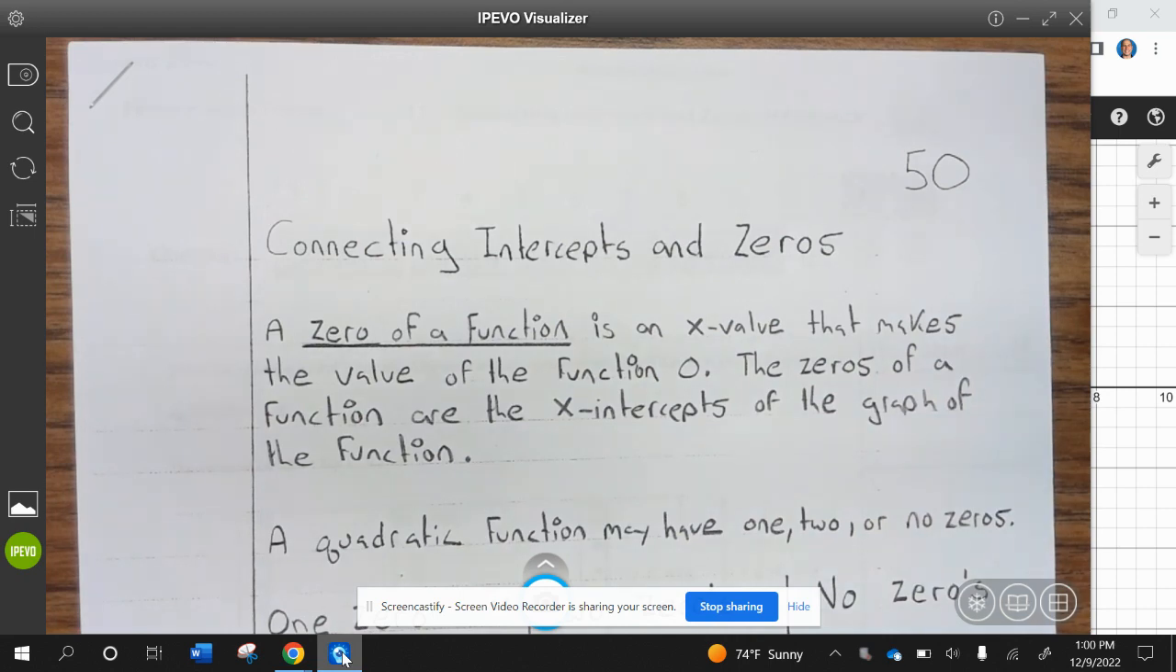Podcast. Today we're at journal page 50, connecting intercepts and zeros. A zero of a function is an x value that makes the value of the function 0. The zeros of a function are the x-intercepts of the graph of the function.